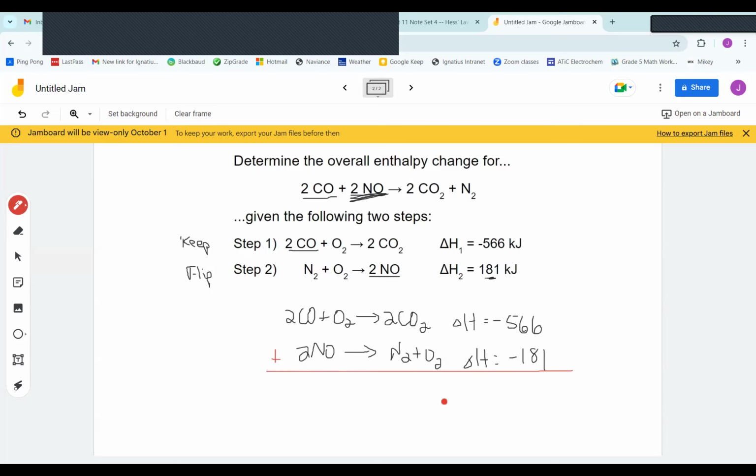If we've done this right, we should be able to add these two equations together and produce the overall equation. Notice that in step 1, O2 appears on the left side with a coefficient of 1. And after having flipped equation 2, O2 appears on the right side with a coefficient of 1. Now I'm simply going to rewrite what we have. 2CO and 2NO on the left side. And on the right side, we've got 2CO2 and N2.